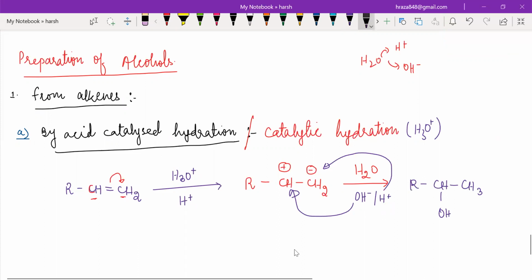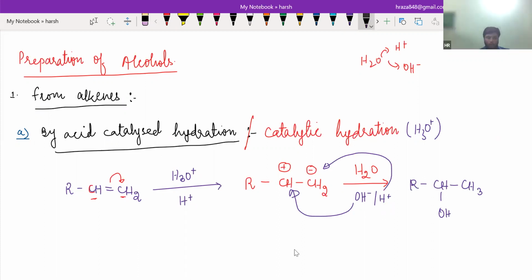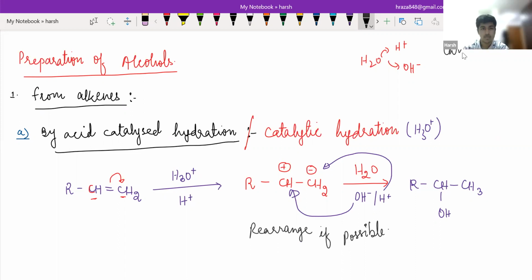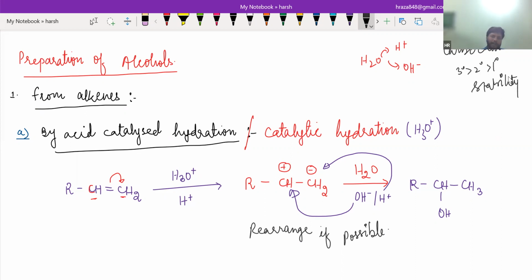Now, the important point is that whenever you are going to do any reaction, and if there is formation of carbocation, then rearrange if possible. What does this mean? If you are getting a carbocation, you already know the order of stability of carbocation: 3 degree, 2 degree, 1 degree. This is the order of stability, yes or no? If you still have any doubt, please ask me. This is the order of stability: tertiary, secondary, and then primary. Very good.